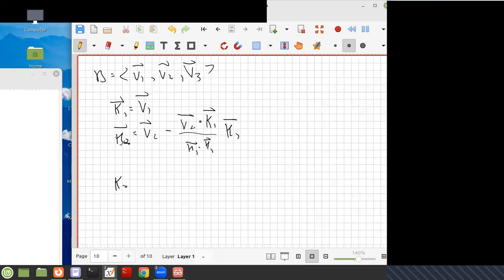But then the new thing is we need kappa 3. Well, that's going to be V3. Now, we have to subtract off the part of V3 that's along kappa 1, minus V3 dot kappa 1 over kappa 1 dot kappa 1 times kappa 1. But we also have to subtract off the part of V3 that is not perpendicular to kappa 2.